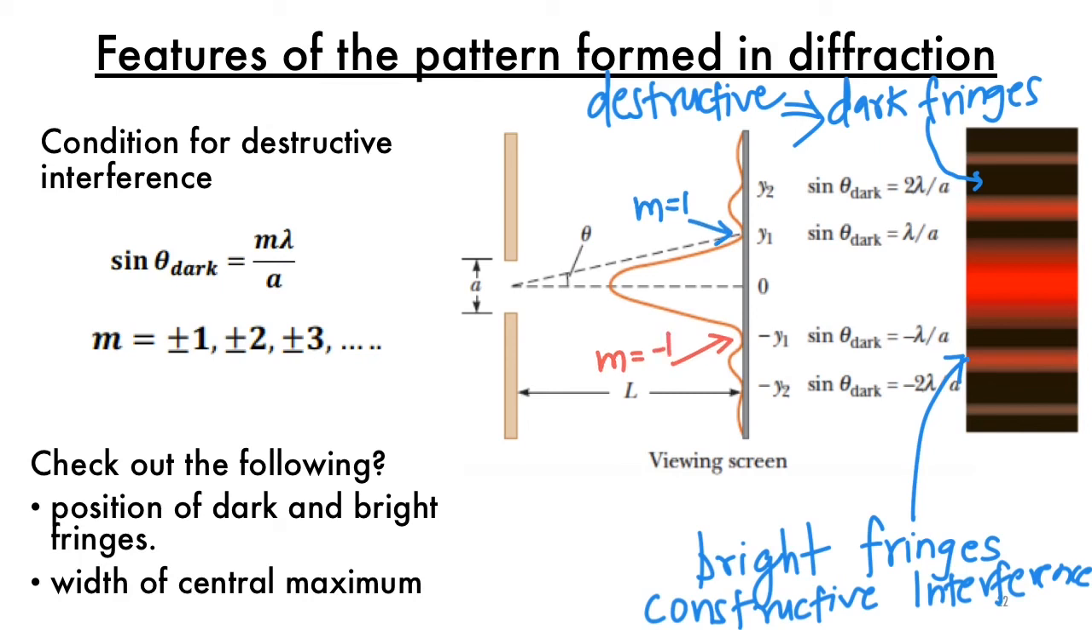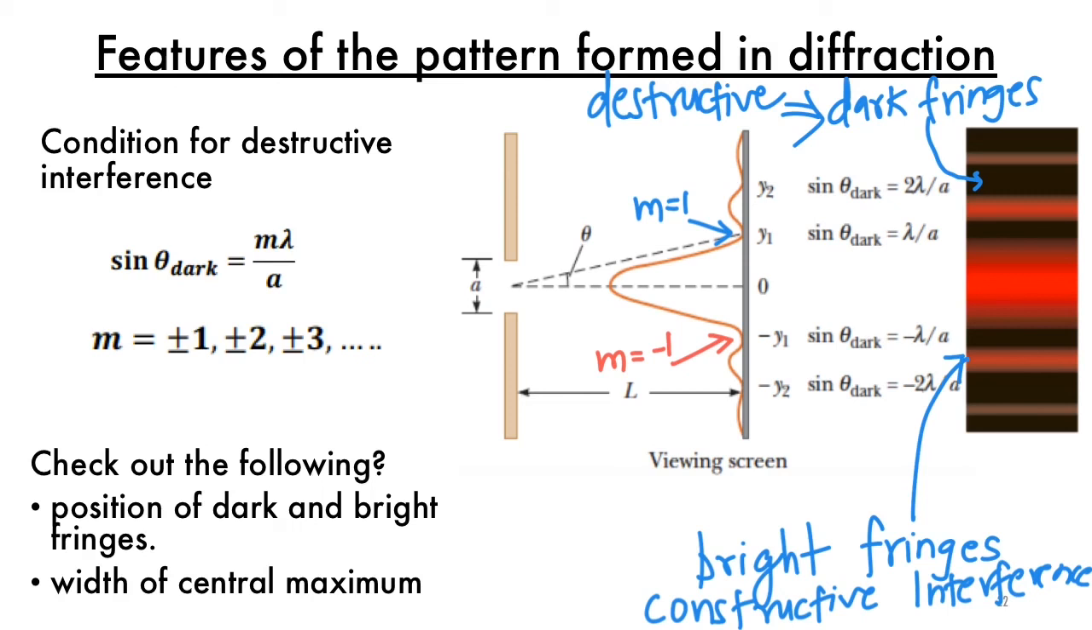Now, as we said before, we want to check out the position of the dark and bright fringes. We can say they are alternating. You have a center bright fringe, then a dark one, then a bright one, and so on and so forth. Also, the width of the central maximum is twice the width of the other maxima or other bright fringes.